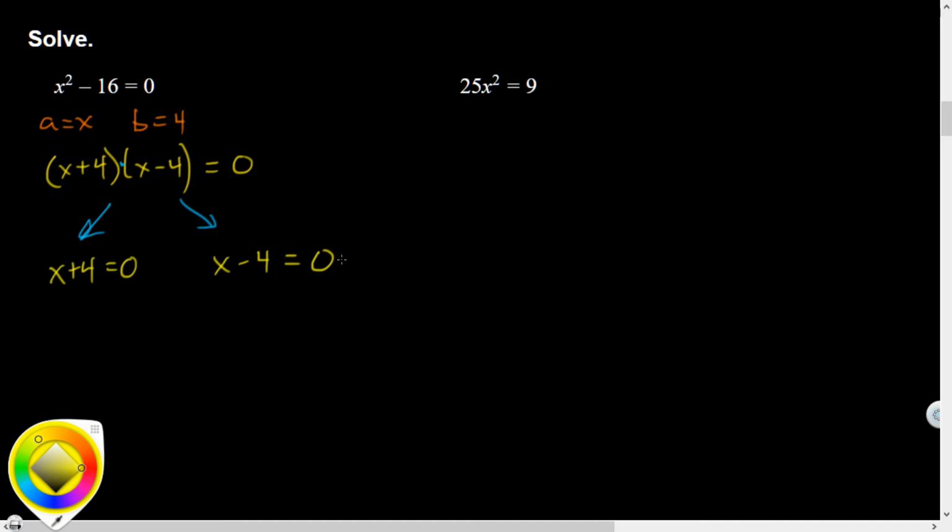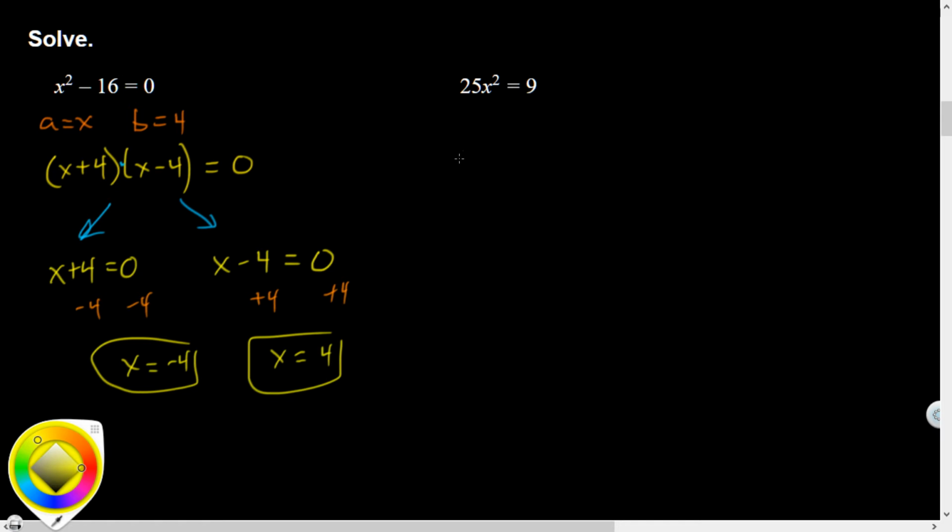All right, subtract 4 from both sides, and then this one I would have added 4 to both sides. And I get x equals negative 4 and x equals positive 4. Bam. All right, so it's not too scary. And man, this factoring is so fast. Eventually, you guys will just spot these. It'll be awesome.